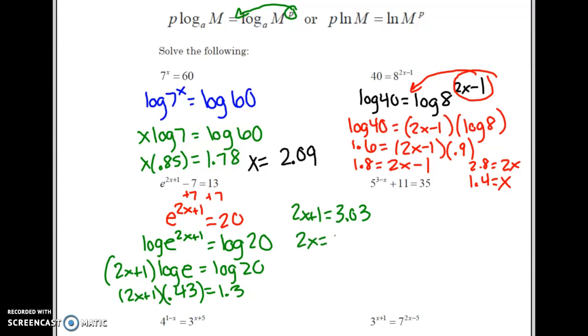Subtract 1 to the other side, I get 2.03. Divide by 2, 2.03 divided by 2, I get 1.02. Okay?